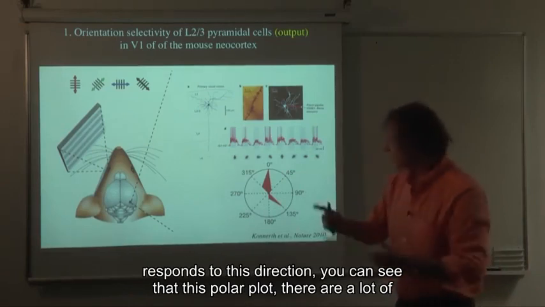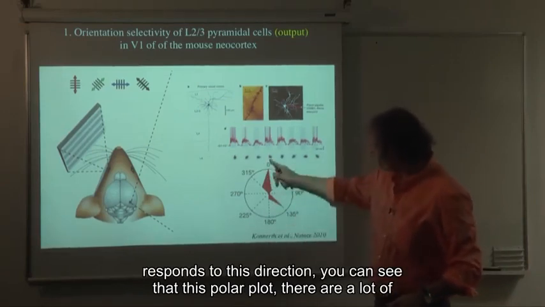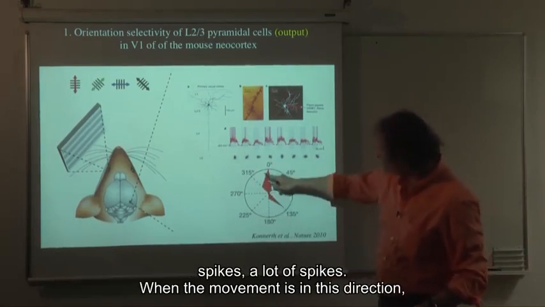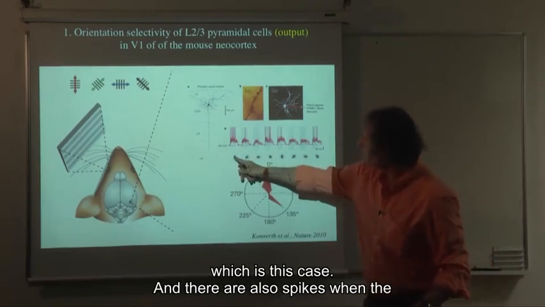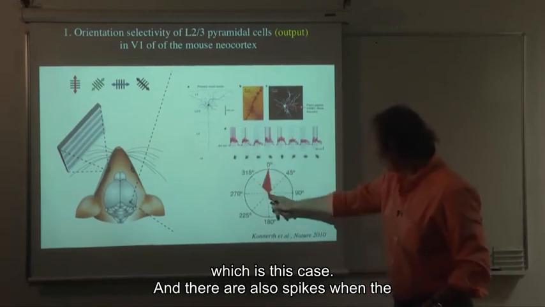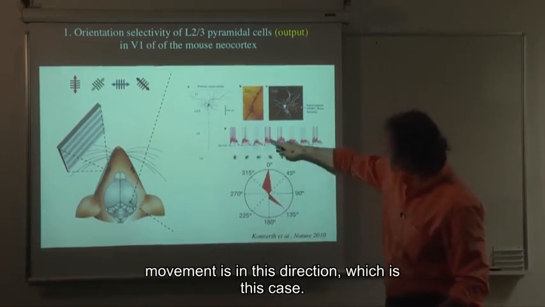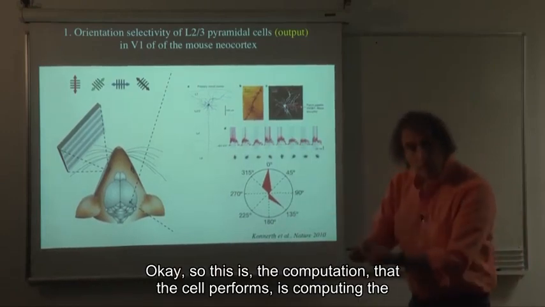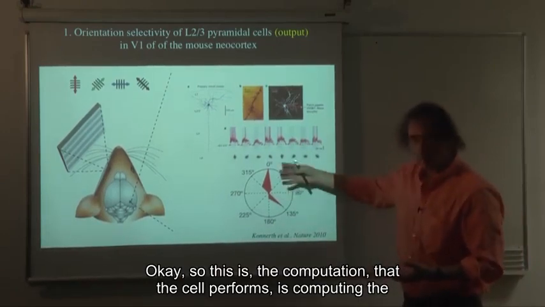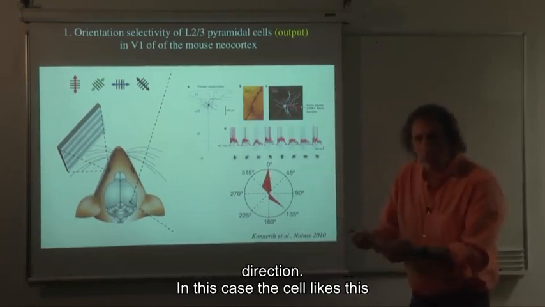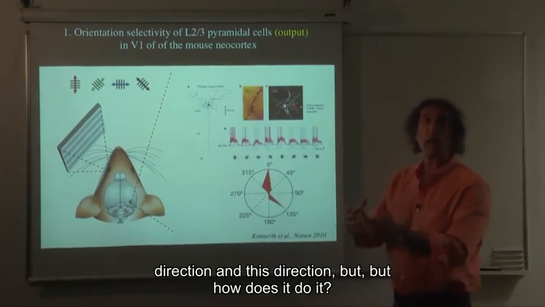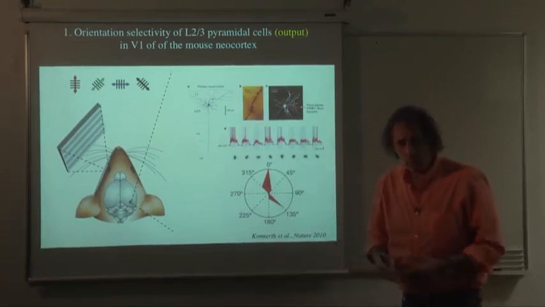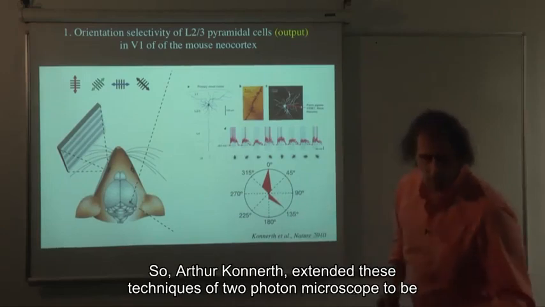Okay? So if I sum what I just said, this particular cell is oriented. It responds to this direction. You can see in this polar plot, there are a lot of spikes when the movement is in this direction, which is this case. And there are also spikes when the movement is in this direction, which is this case. So this is the computation that the cell performs, it is computing the direction. In this case, the cell likes this direction and this direction. But how does it do it? What do I need to know? How does it do it?